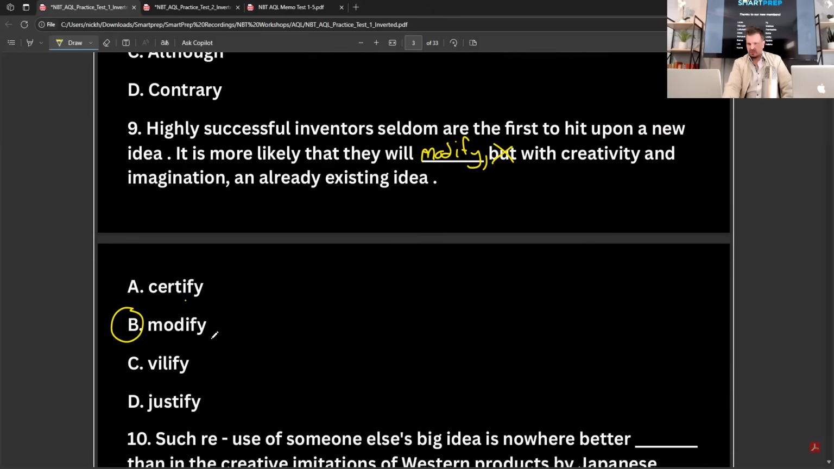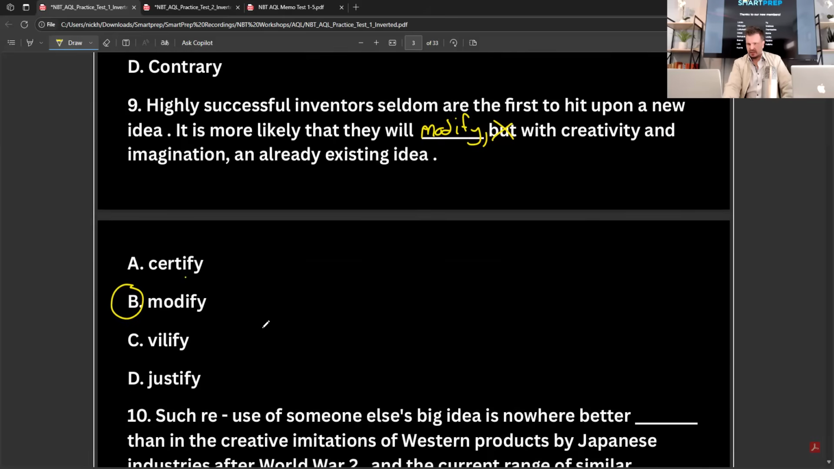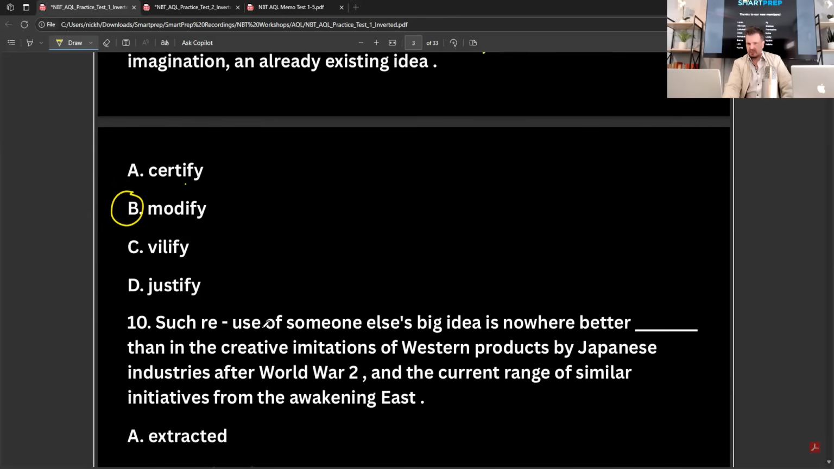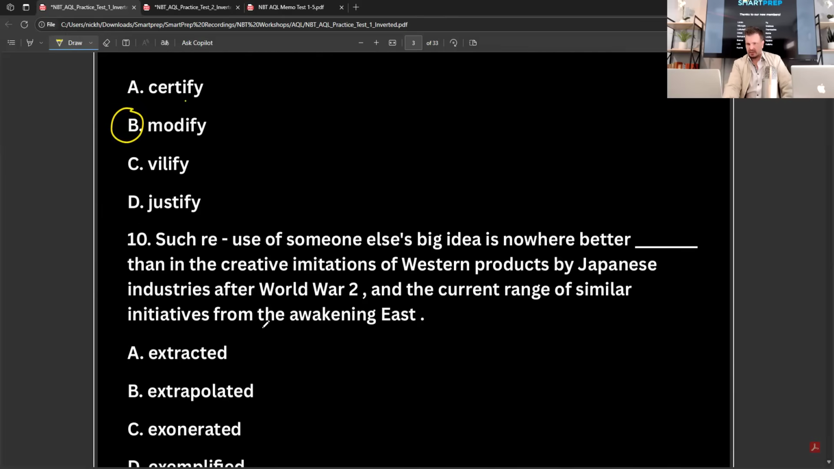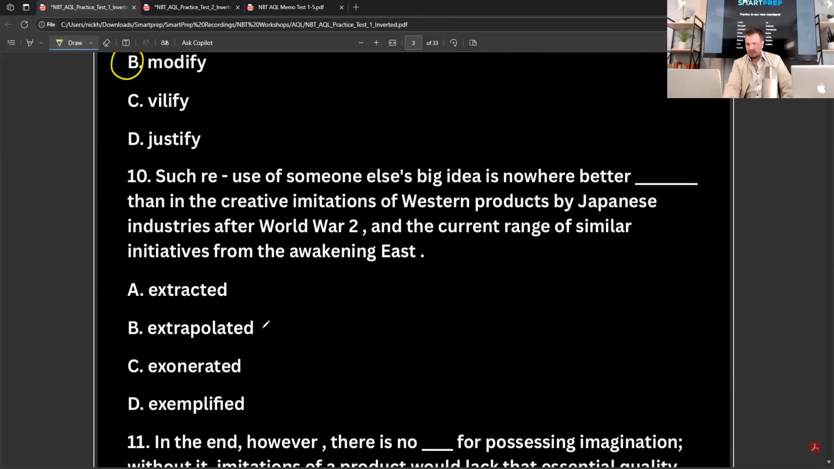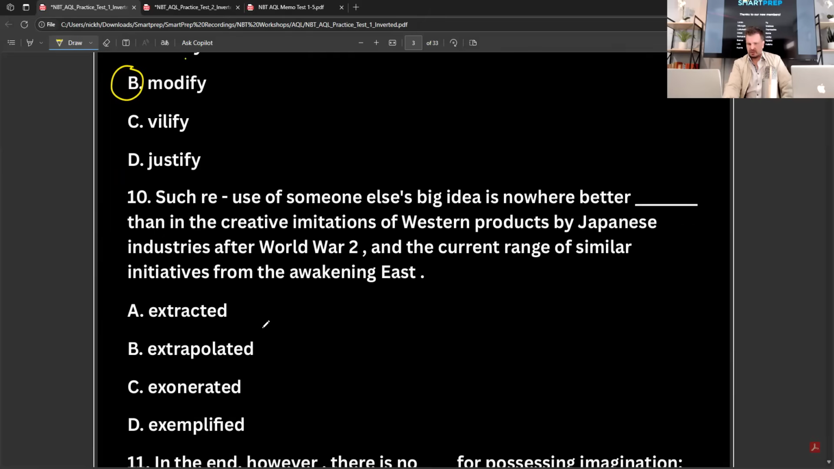But what are you going to do with the existing idea? You want to modify it, right? If you're an inventor, to change an idea, right? So make something that's really a good idea and turn it into something new. All right.